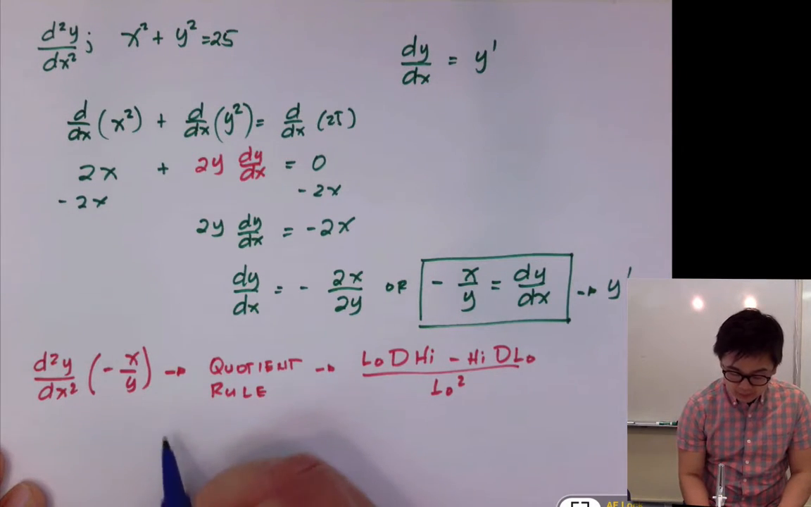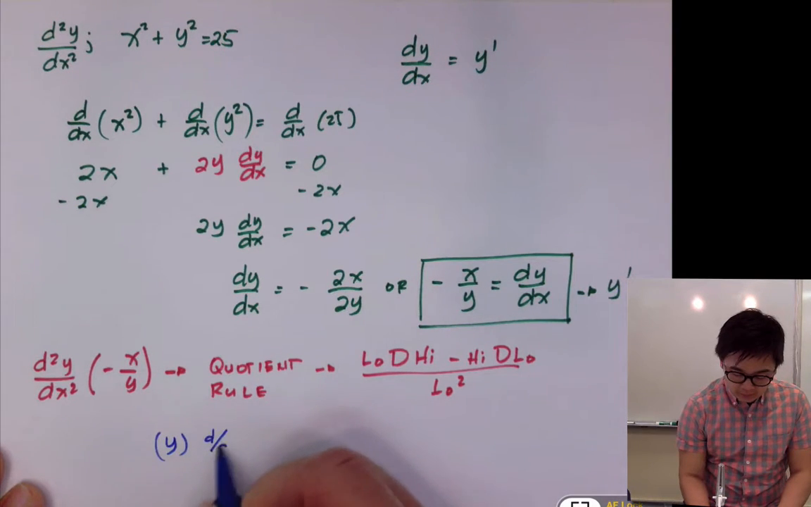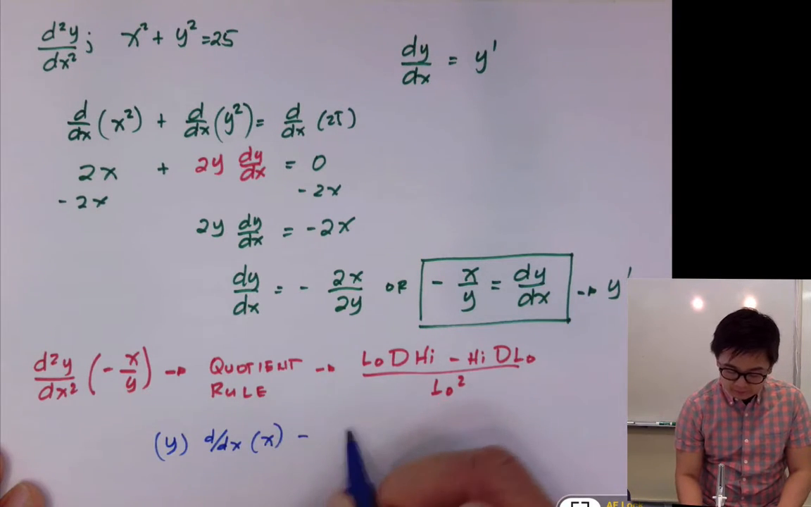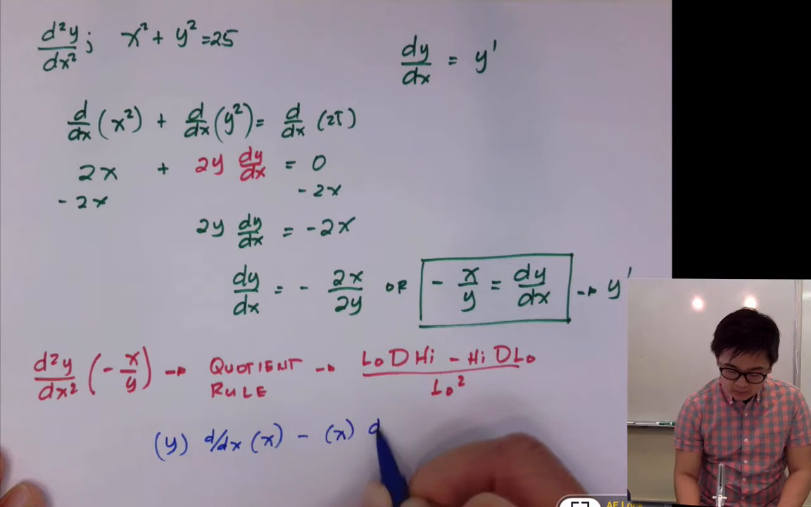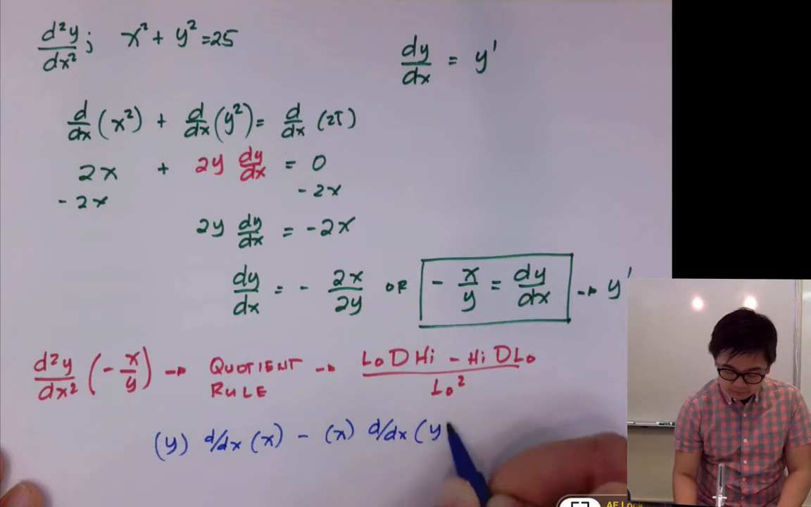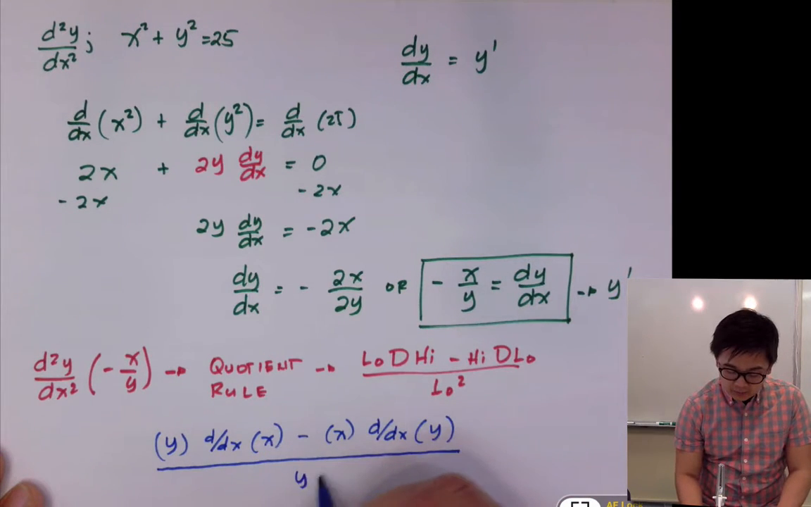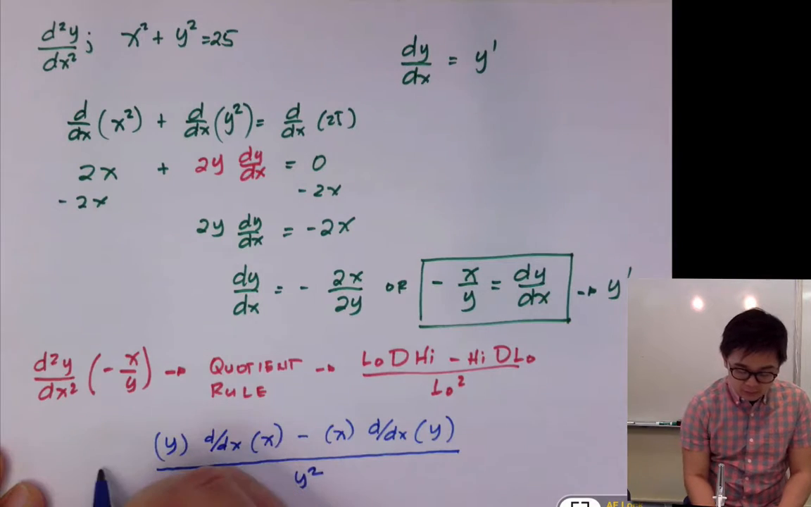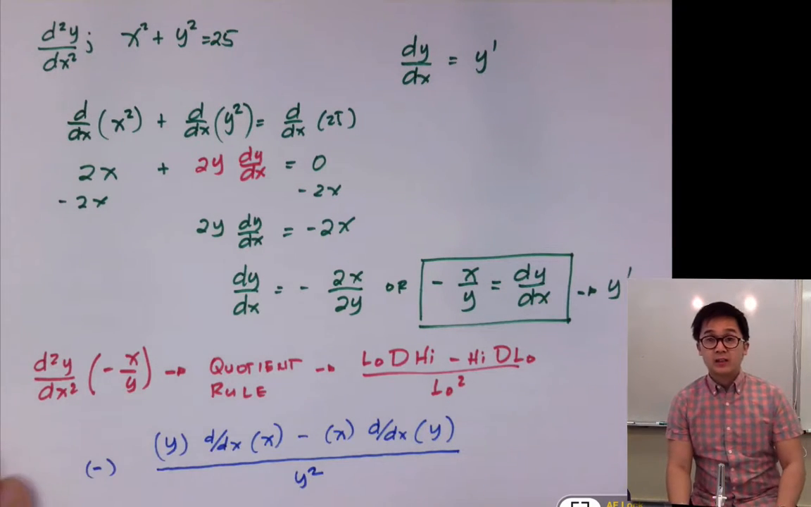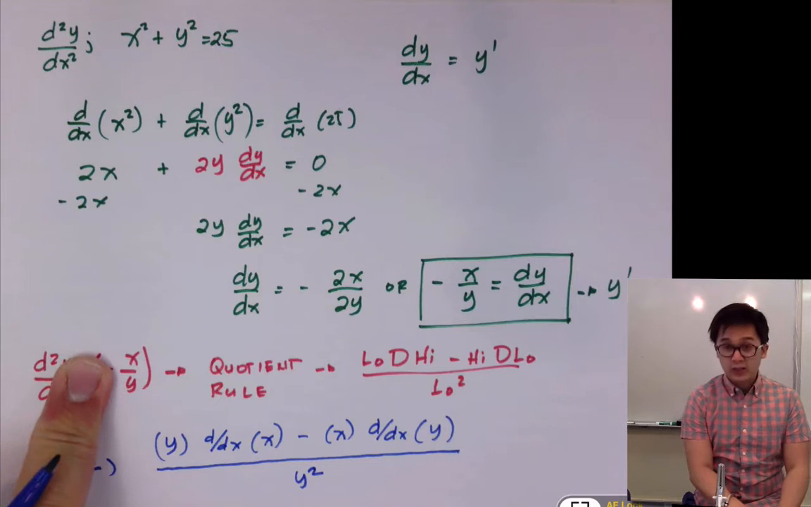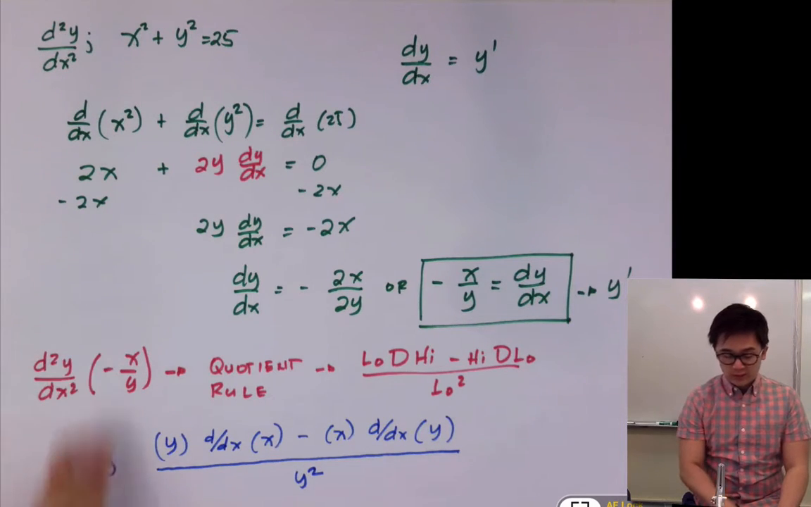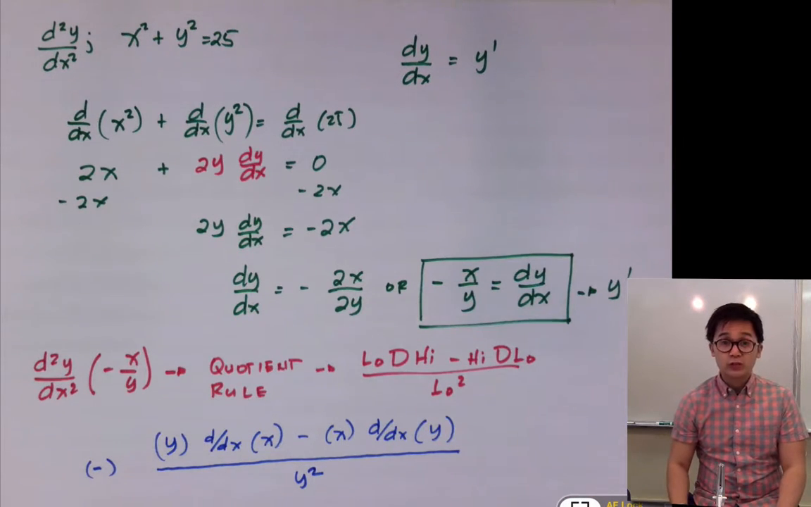So low is copy. So we have y, derivative of high, minus high, derivative of low. Notice that I am not looking at my signs right here because I'm just going to set it aside so I can simply focus on my function x all over y for my quotient rule. And then I'm going to use my negative sign later on so that I will avoid confusion in my work.